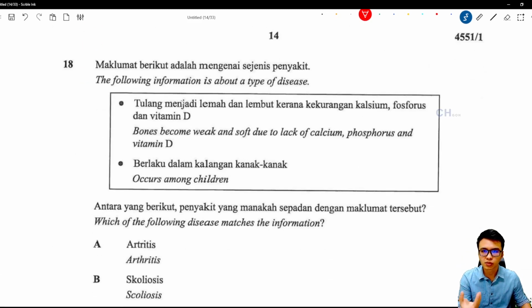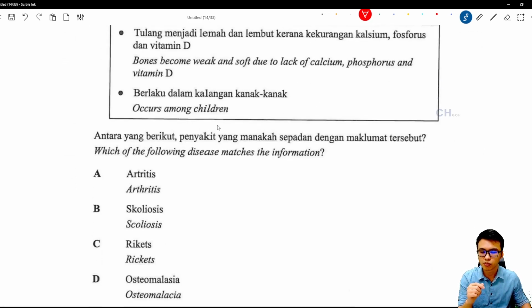The following information is about a type of disease. Bones become weak and soft due to lack of calcium and vitamin C, occurs among children. Guys, these are the keywords. Most of the bone diseases, like osteoporosis, rickets, osteomalacia, are related to the lack of calcium, phosphorus, and vitamin D. So this statement mentioned occurs among children. So the answer should be rickets. Rickets will occur during childhood. So the answer here should be C.